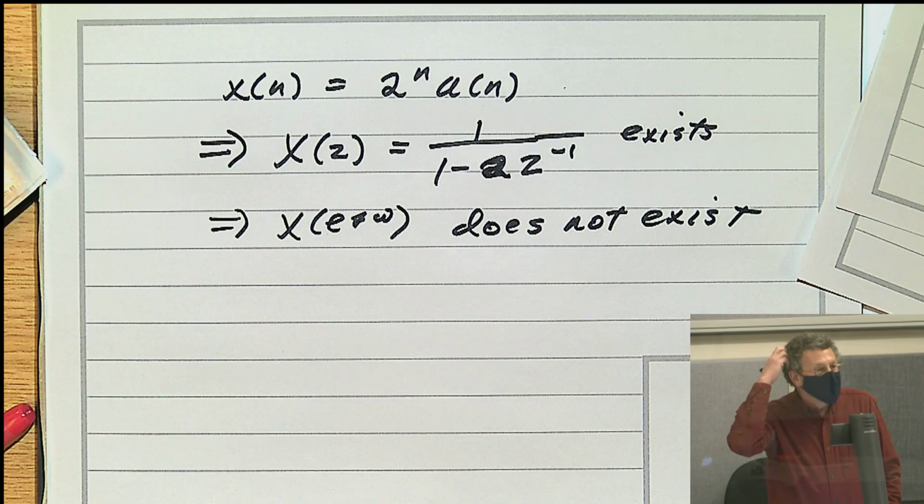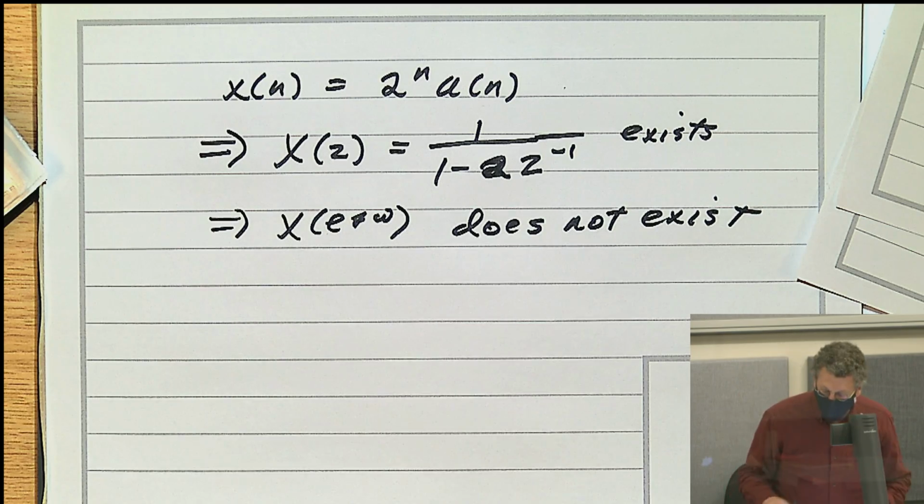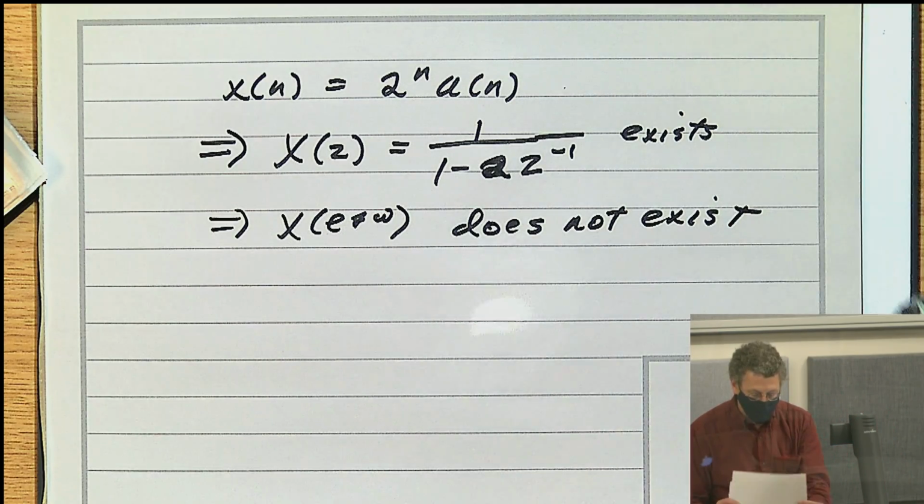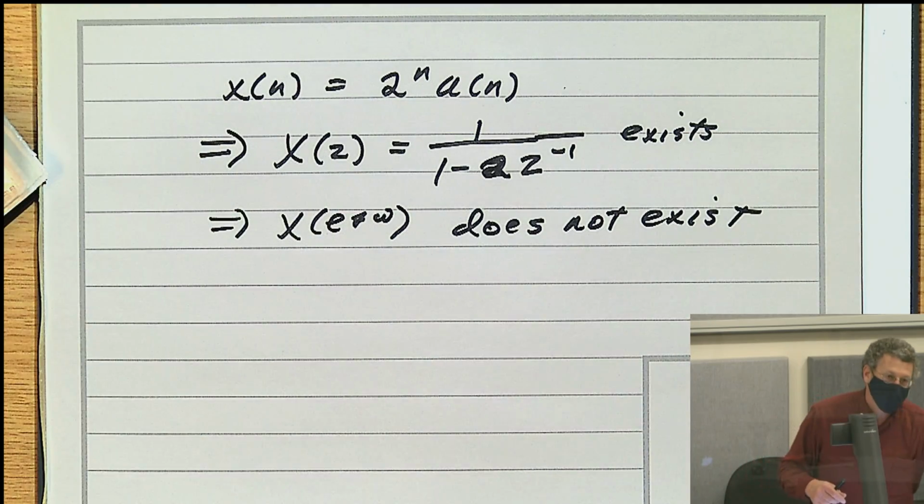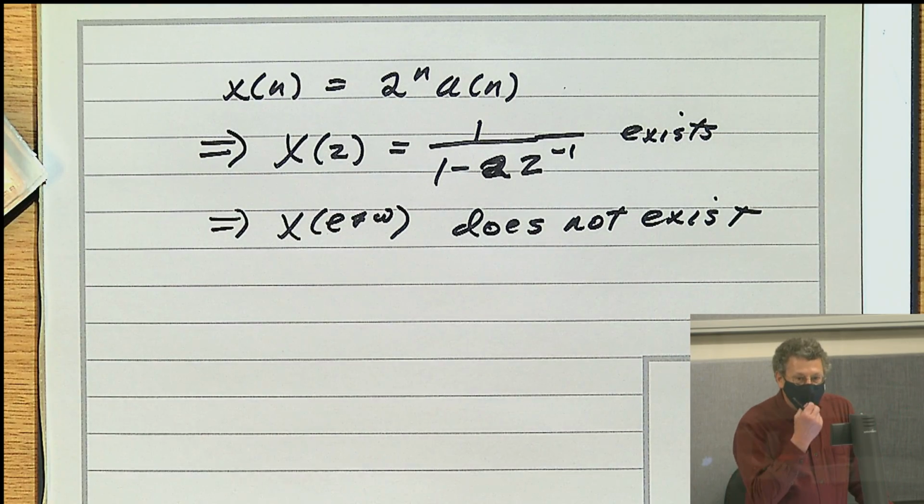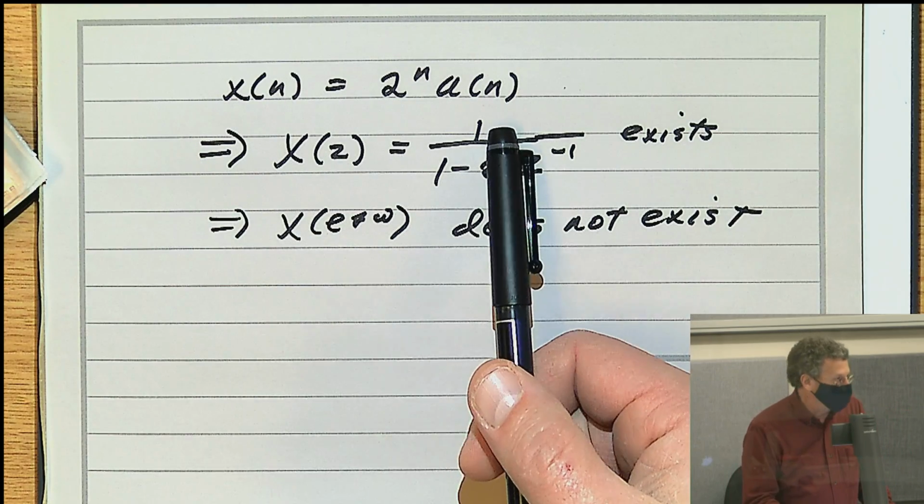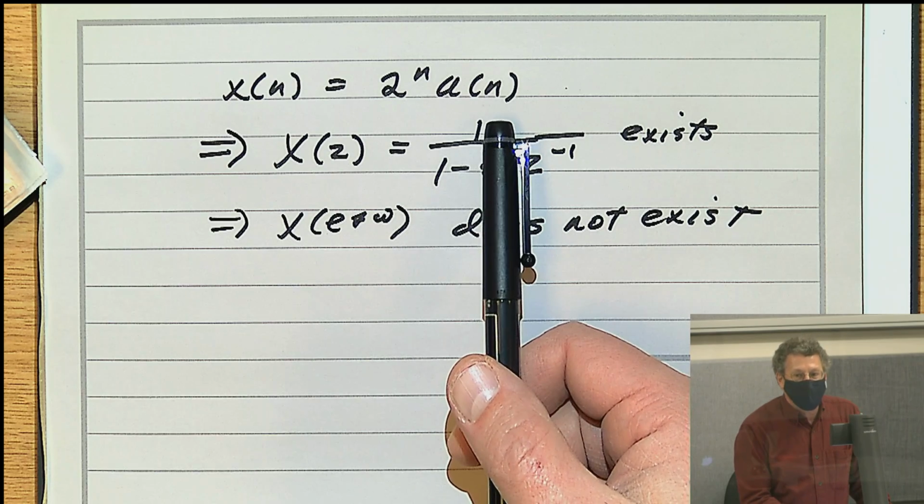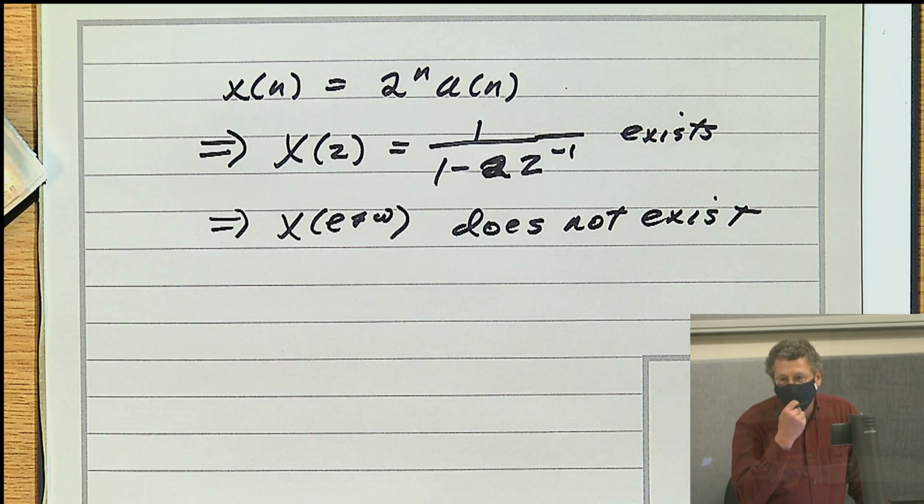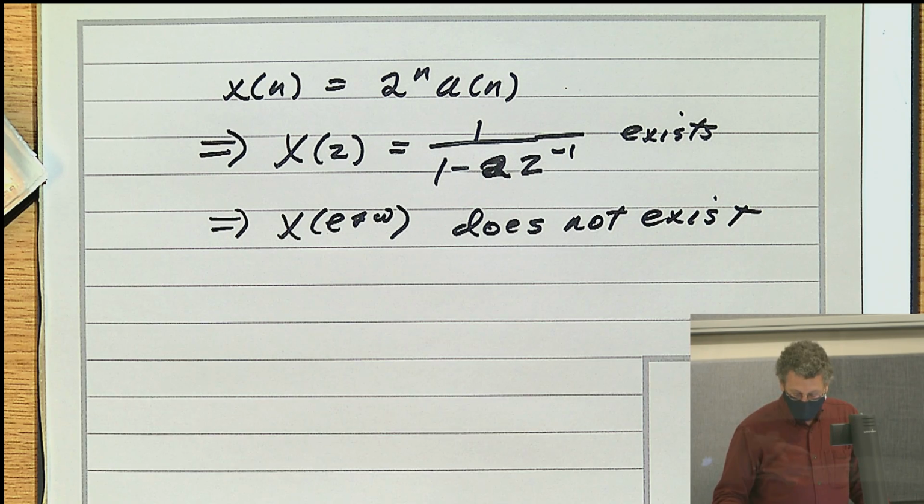So z transforms tend to be much more popular in control theory, because in control problems, you need to understand when a system's stable and when it's not. And the discrete time Fourier transform is not an adequate tool for that, because when the system's unstable, you can't take its transform anyway.